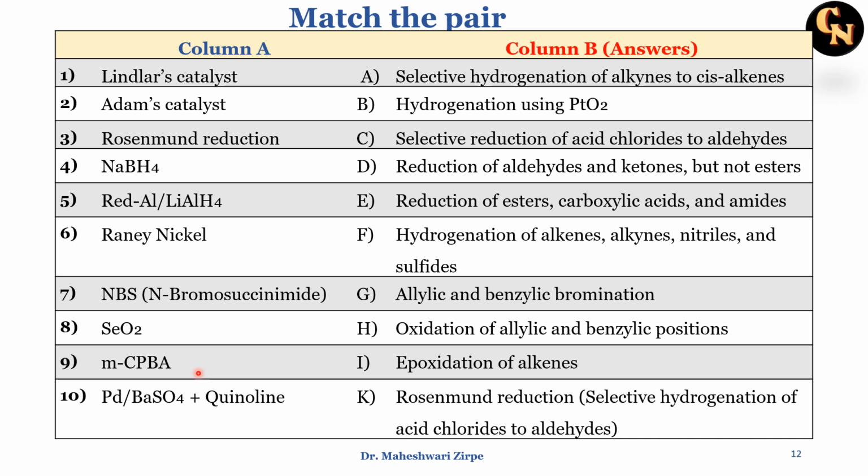Then the ninth one is metachloroperbenzoic acid, which is also known as MCPBA, which is used for epoxidation. Please remember this, children. MCPBA is used for epoxidation of alkenes. And the last one, this is obvious, palladium with barium sulfate and quinoline. The reaction is Rosenmund reduction, which is selectively going to reduce acyl chlorides to aldehydes.